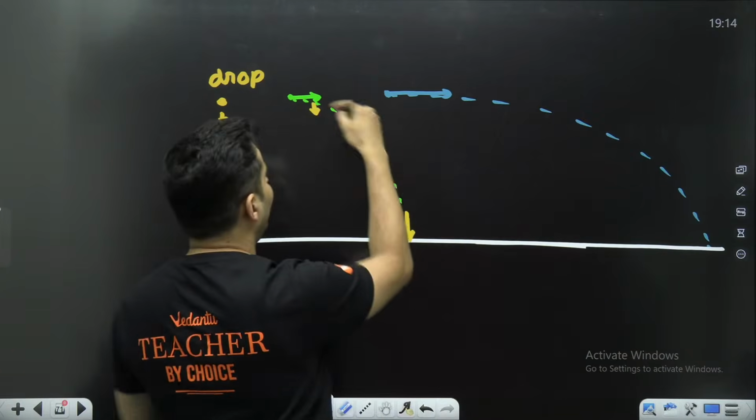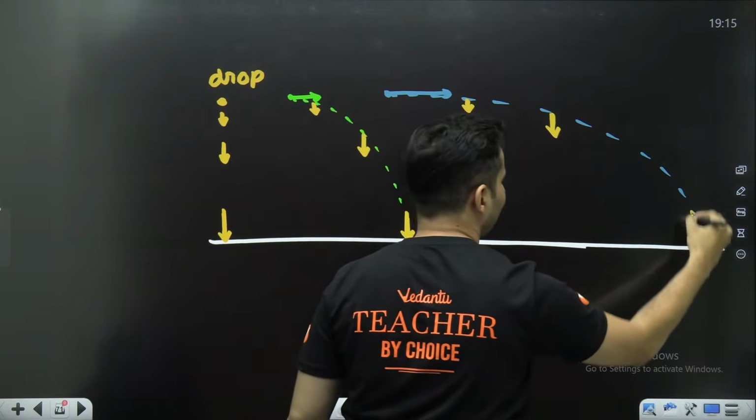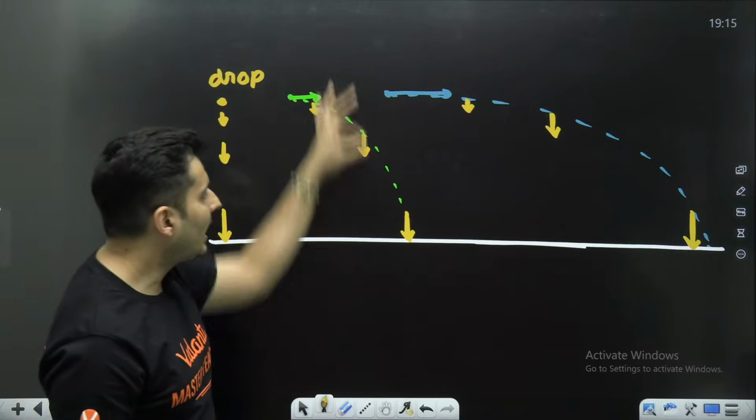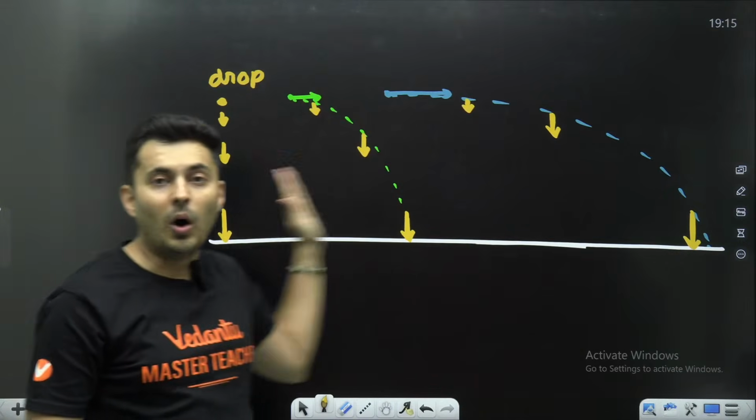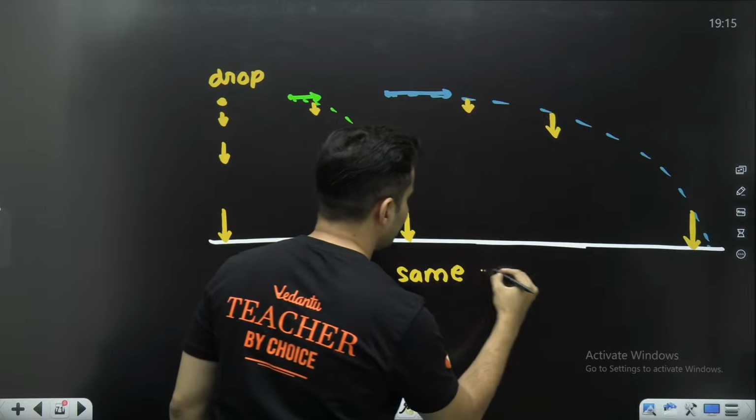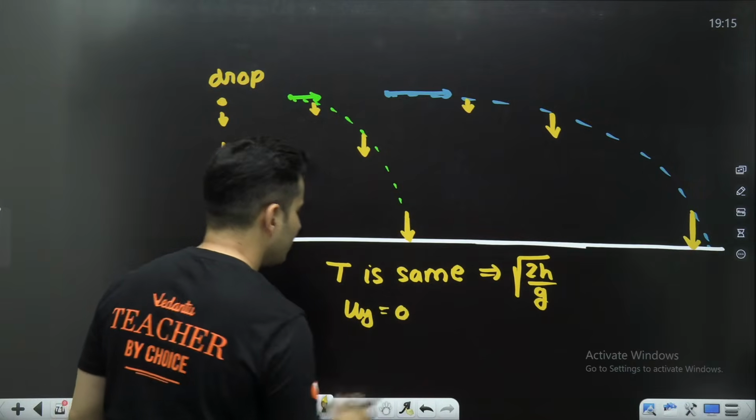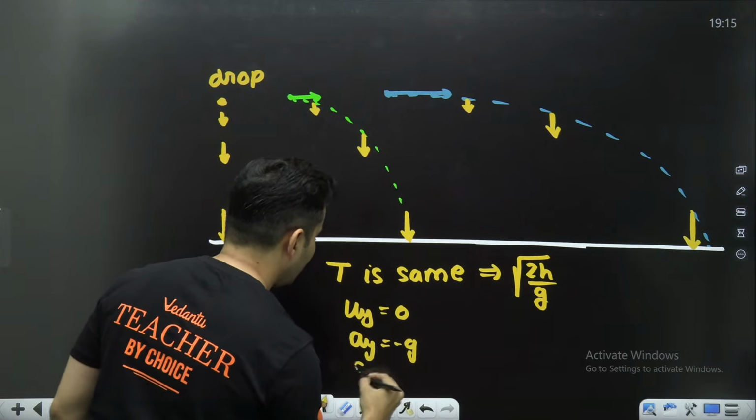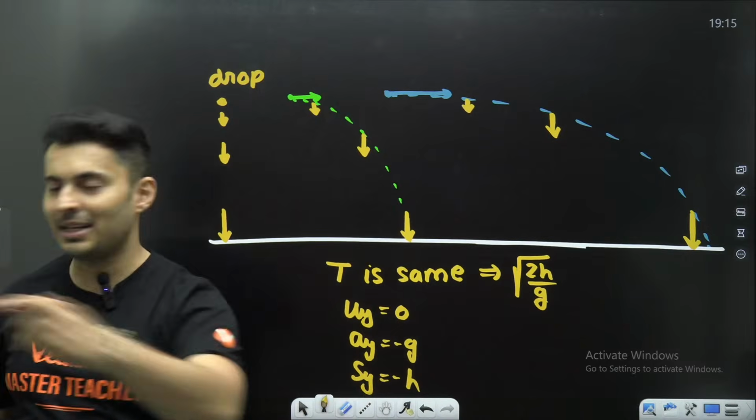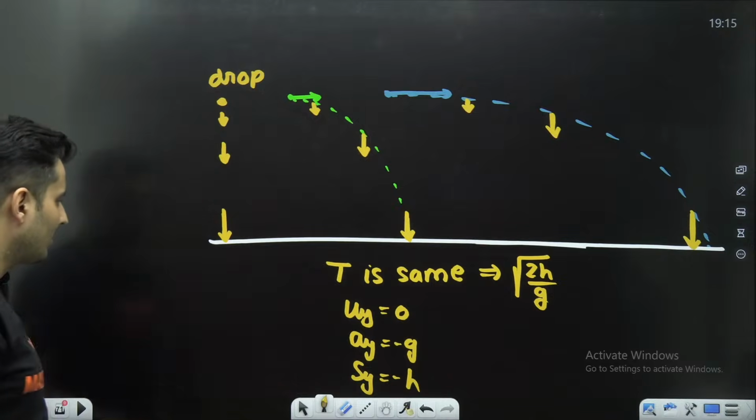That won't change the fact that the vertical motion remains unaffected, because whatever you have done is only in the horizontal direction. Vertically, still initial velocity is 0, acceleration is the same, displacement is the same. So the time taken is the same, and it is basically root of 2h by g. What is the reason for that? Initial velocity 0, acceleration negative g, displacement minus h. All these terms are the same. Why won't the time be the same? As simple as that. Got it? Very interesting. So that's why the time is the same.